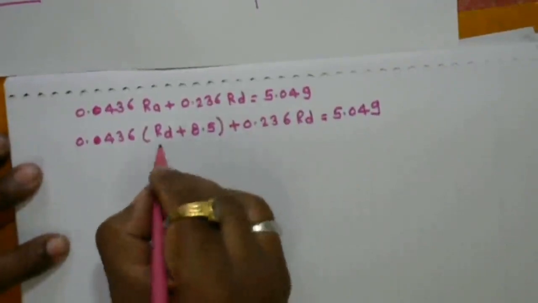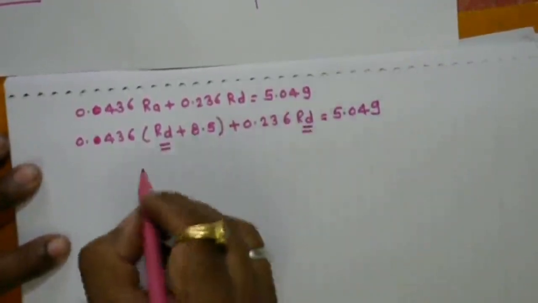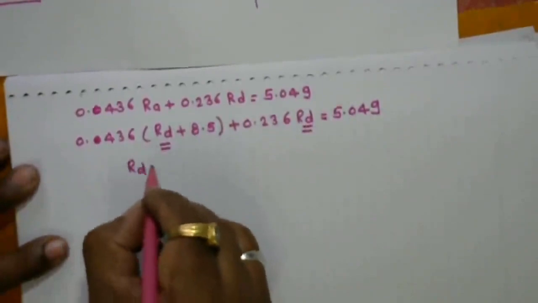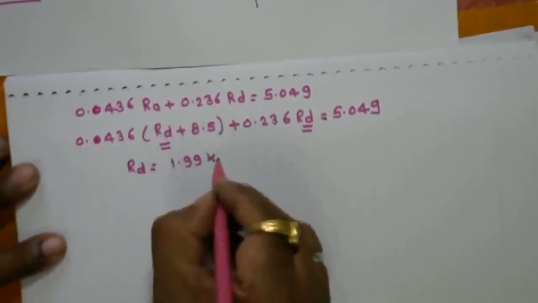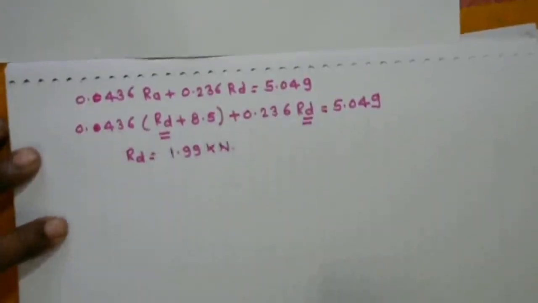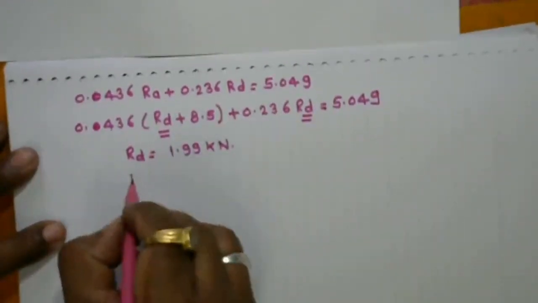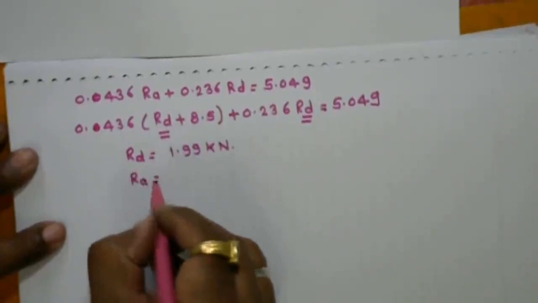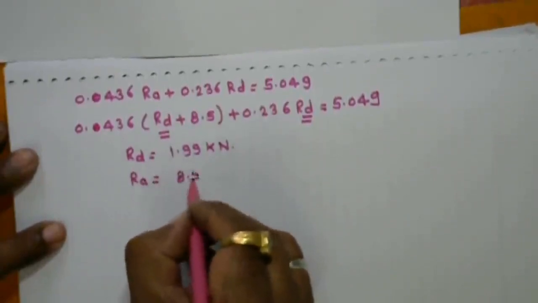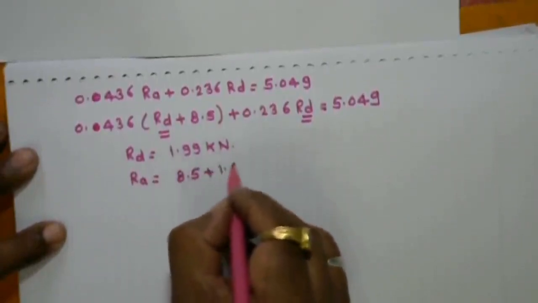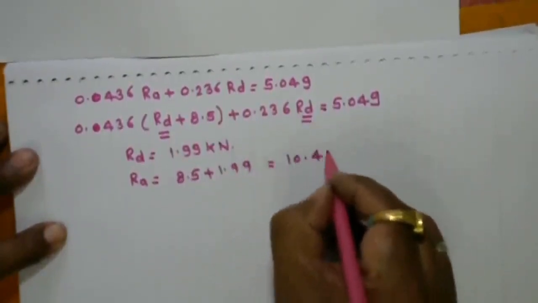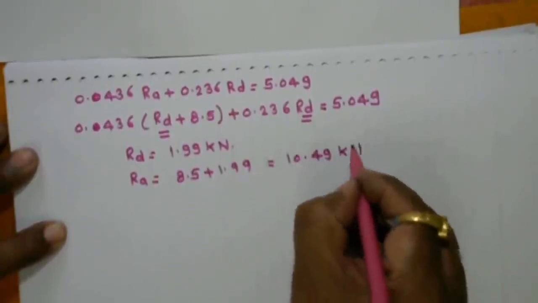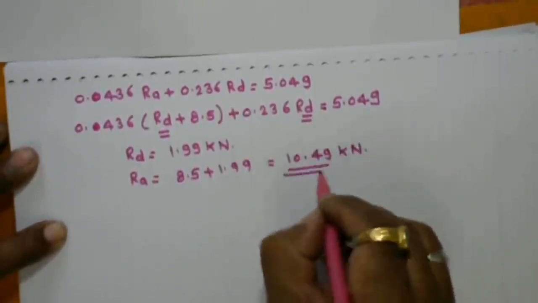So here after solving that, RD is the only unknown quantity, so RD is equal to 1.99 kilonewton. That is our first answer. Put that value in equation number 1. You will calculate 8.5 plus 1.99. So RA is equal to 10.49 kilonewton. That is our first answer.